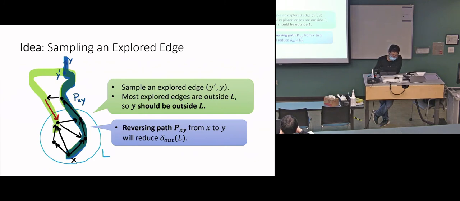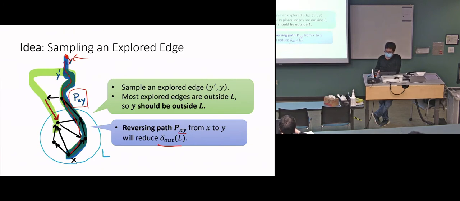The point is that now that you get some node outside L, you can just reverse this path, right? You don't need to fix on the last node that you explored. I just choose a random node Y and reverse the path from X to Y. If Y is outside L, then reversing this path P_XY would reduce the cut size by 1. So that's the idea.